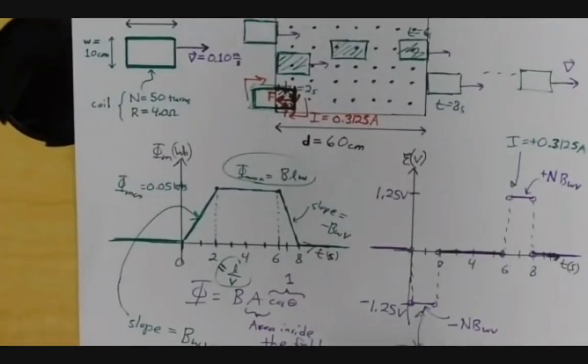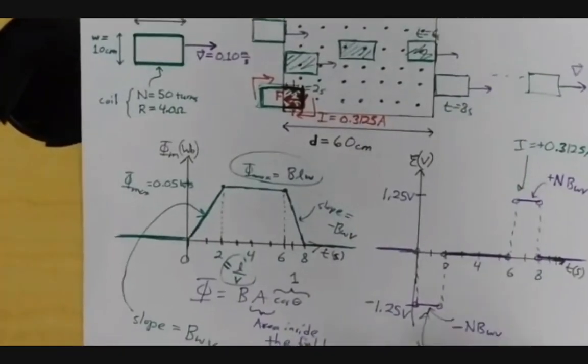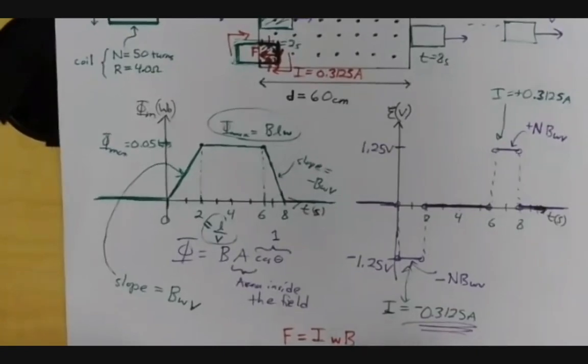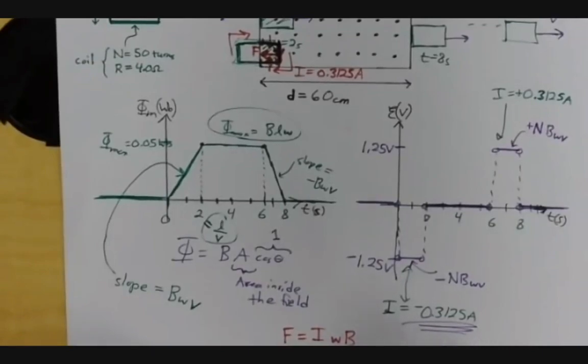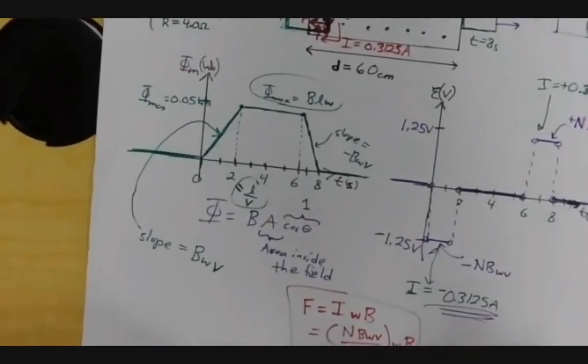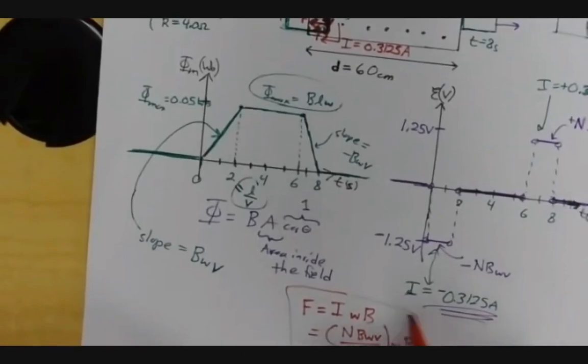It would be the current times the length of this wire, which is W, times the magnetic field, which is B. But the current is NBWV over R, times another factor of WB. So we get N B squared W squared V over R. I'm not going to do the signs, but you get this force leftward. That's the force while you're entering.